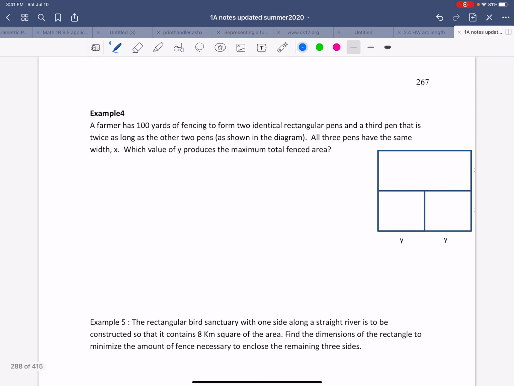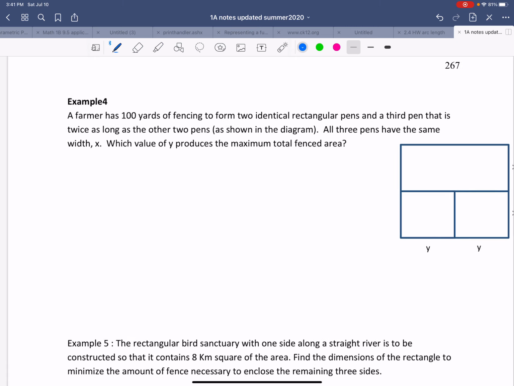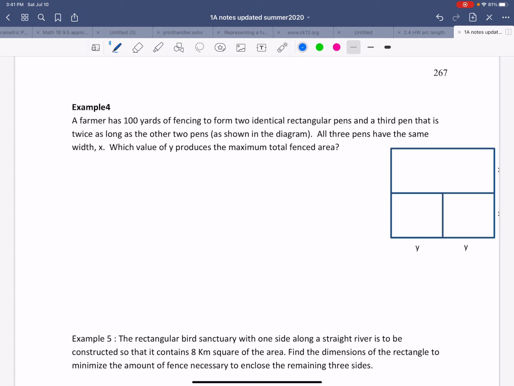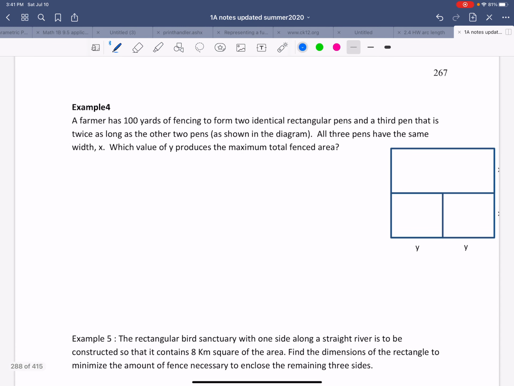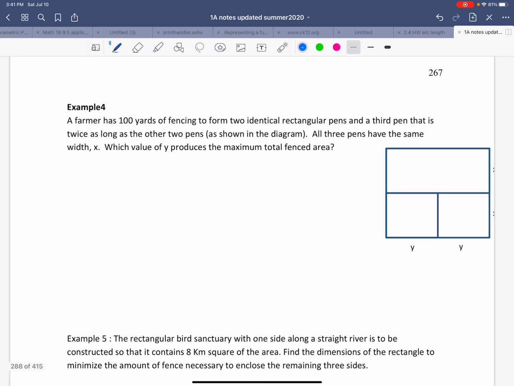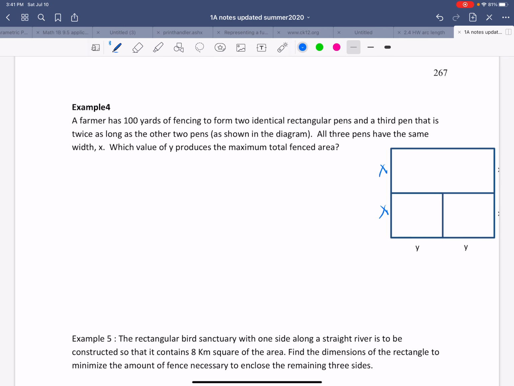A farmer has 100 yards of fencing to form 2 rectangular pens and a third pen that is twice as long as the other 2 pens. All 3 pens have the same width x. Which value of y produces the maximum total area? So I think this is x and this is x. The width is the same for all of these.